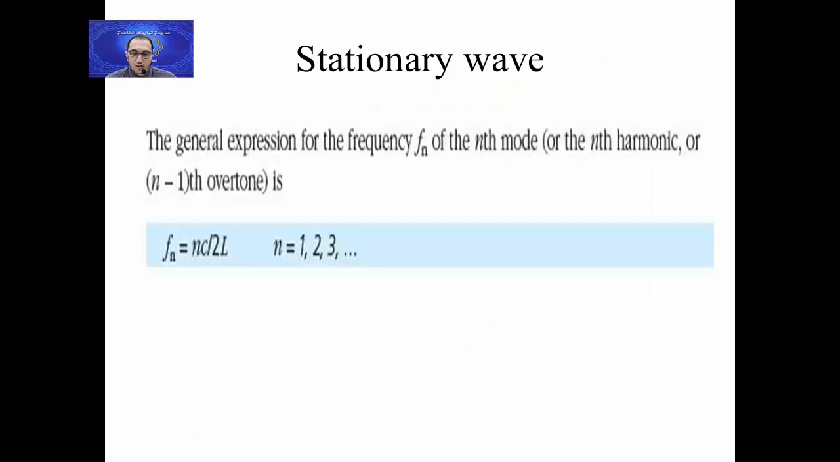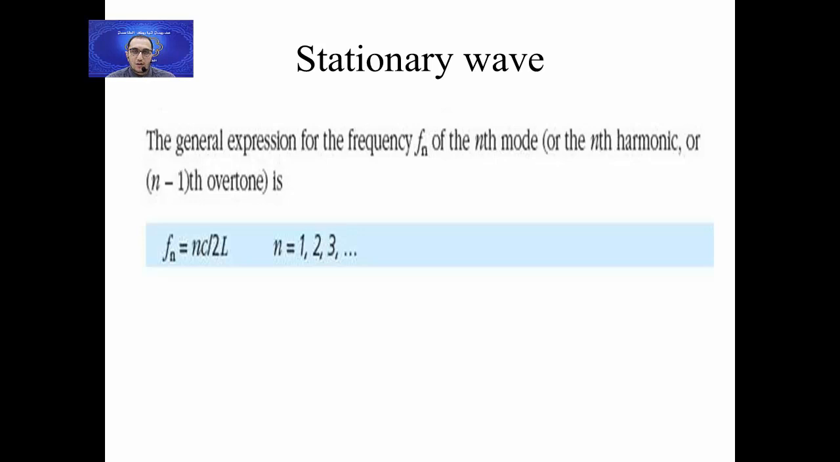So finally, what's the formula here? The formula now, how can we find the frequency? f equal n c over 2L. You have to put in your mind that c here is not constant. c is the speed of the wave. The speed of the wave. And L is the length. And this is the frequency of the nth mode.